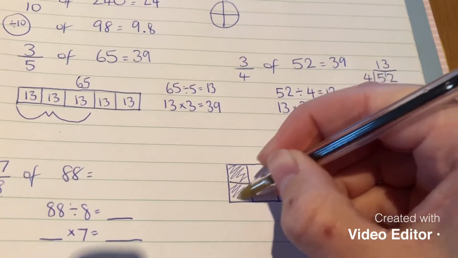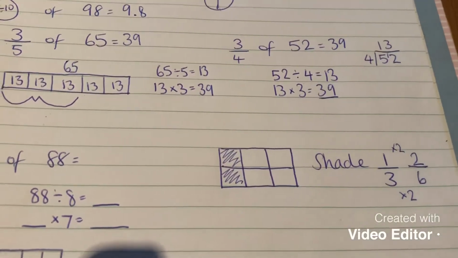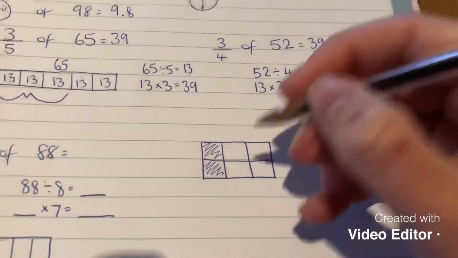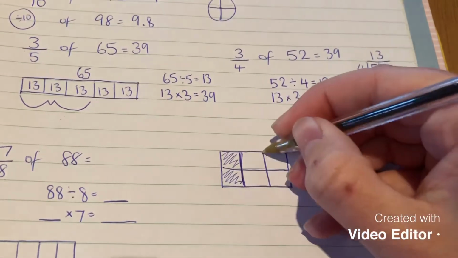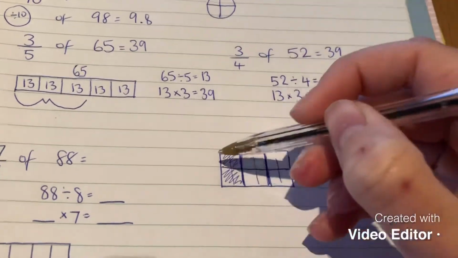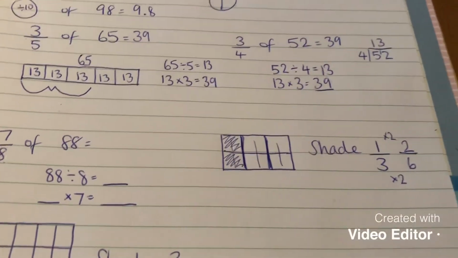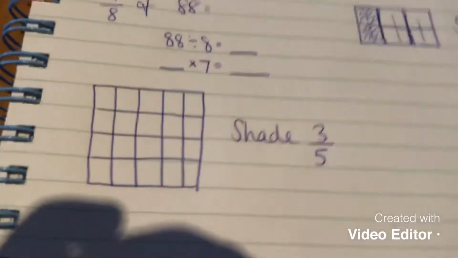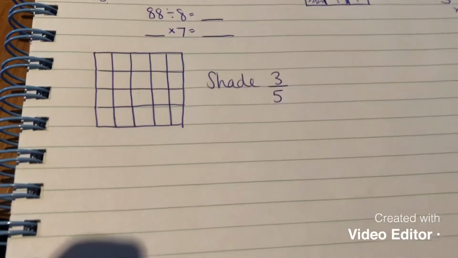1, 2. And actually I can see that that is the same as 1/3 because here I've got 1 line, 2 lines. If I think about it being split into 1, 2, 3 sections like that, then I've shaded 1 section. Okay, another example of this is shading 3/5 of this shape.